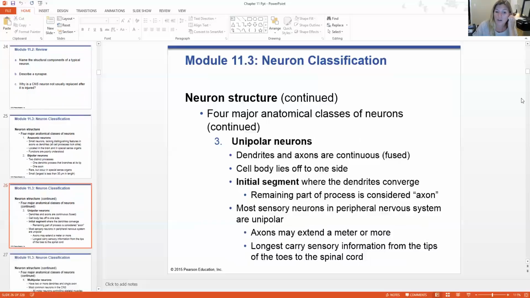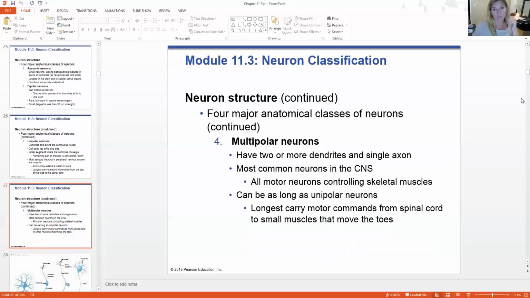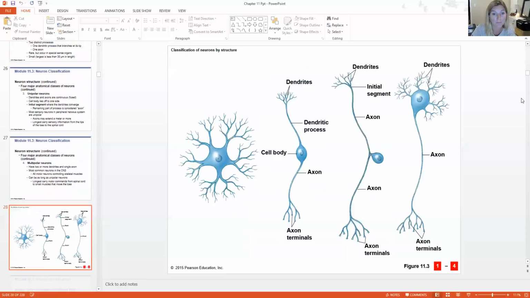And they mostly carry sensory information from the tips of the toes all the way up to the spinal cord. So again, they can be pretty long. Multipolar neurons, that's the one that I just showed you in that picture a few slides ago. That's where you have the typical dendrites, a cell body, and 1 axon. They usually have multiple dendrites, but just 1 axon, as I said. And this is the majority of our neurons. They can be very long as well. Here they are.